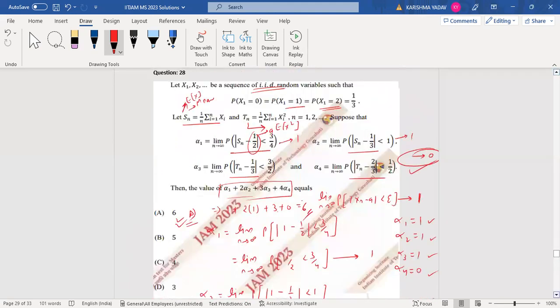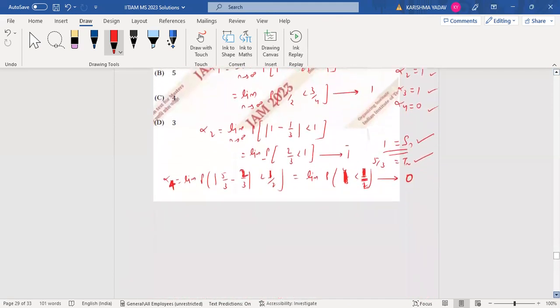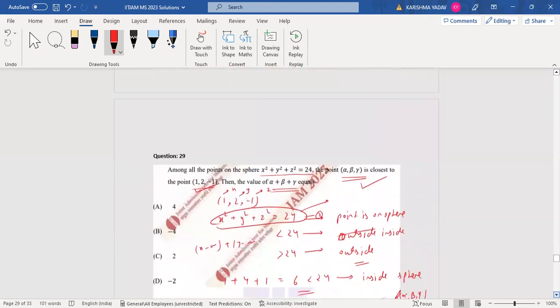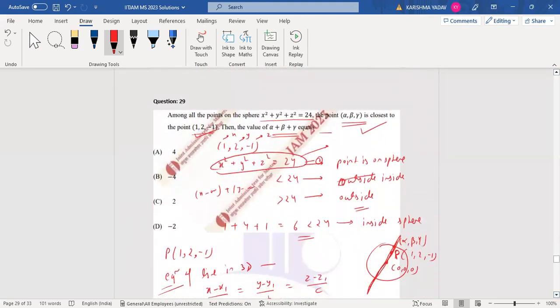Sorry, we have to find out alpha plus beta plus gamma. So we have got 2, 4, -2. Let's just add these, that is alpha, beta, gamma, and we will get 4, right? So option number A is the correct option here.